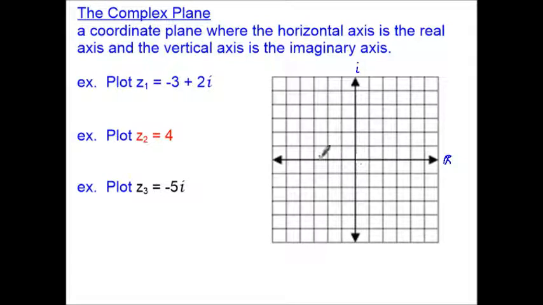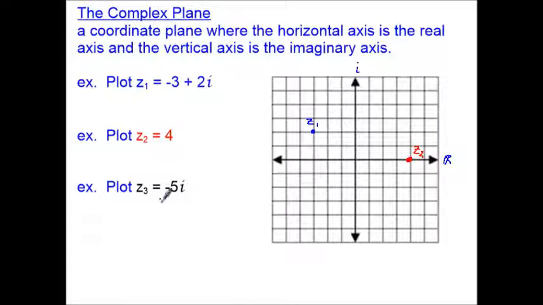So if I go left 3 and up 2, boom, and for our purposes in this set of problems, that's z1. Okay, changing colors here for 2, z2 is 4. Now notice that's the real part, not the imaginary part, so it is the horizontal move. So 4 on the complex plane would be right there. That's our z2.